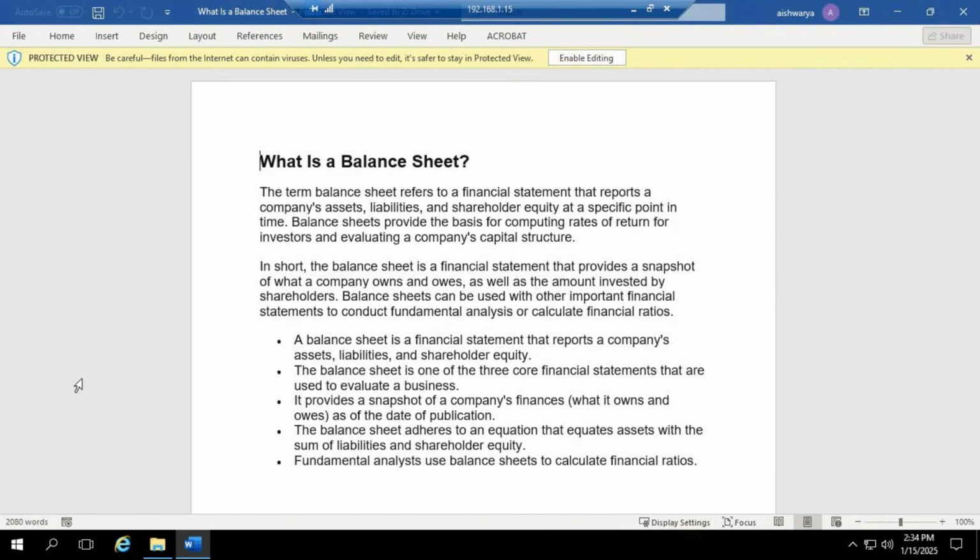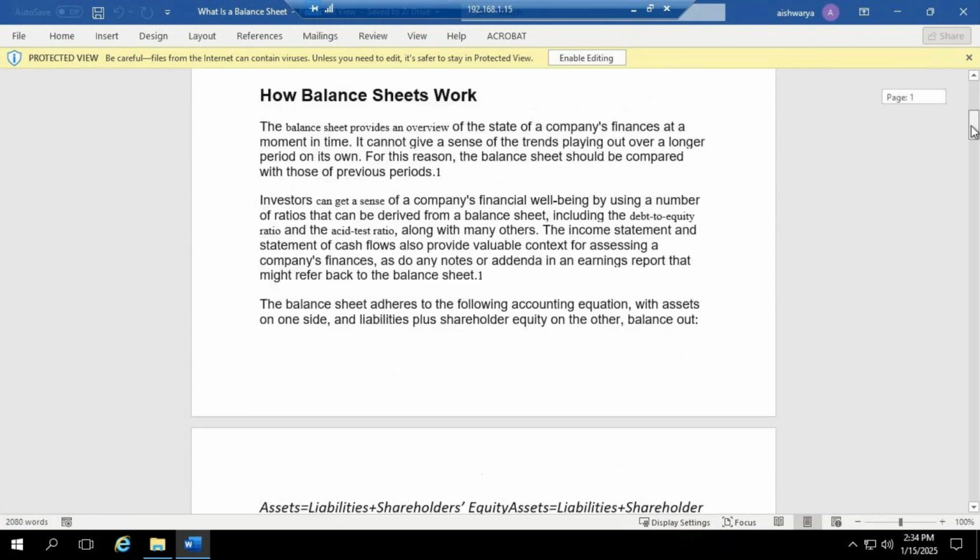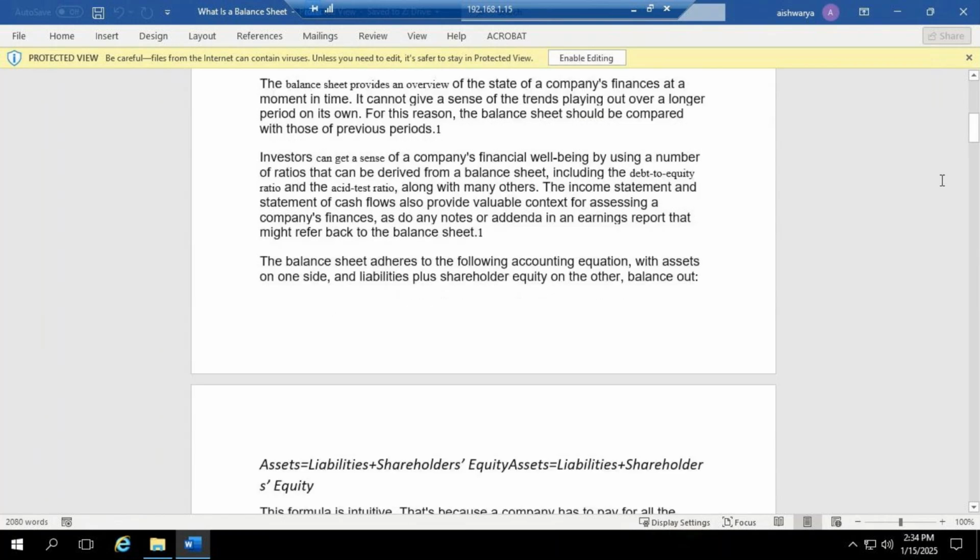Fundamental analysts use balance sheets to calculate financial ratios. So how does this actually work? Both the assets and liabilities should be equal. So how will it be equal? Assets will be more actually.